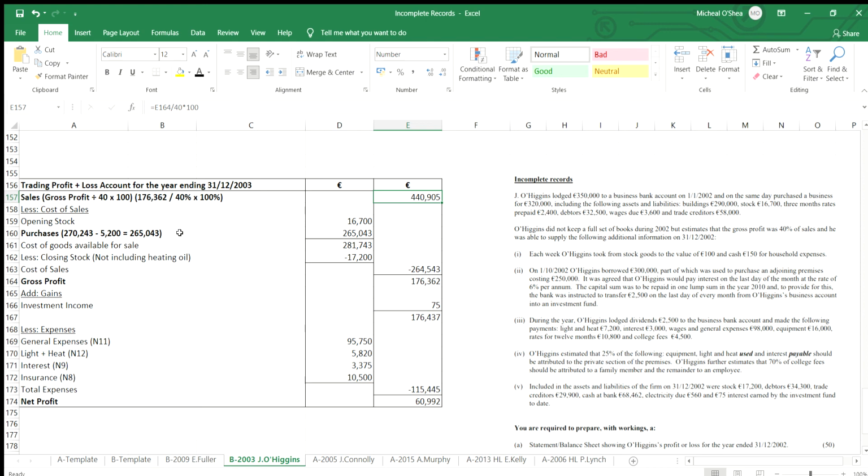This is the incomplete J. O'Higgins. It's the balance sheet method for incomplete records from 2003.